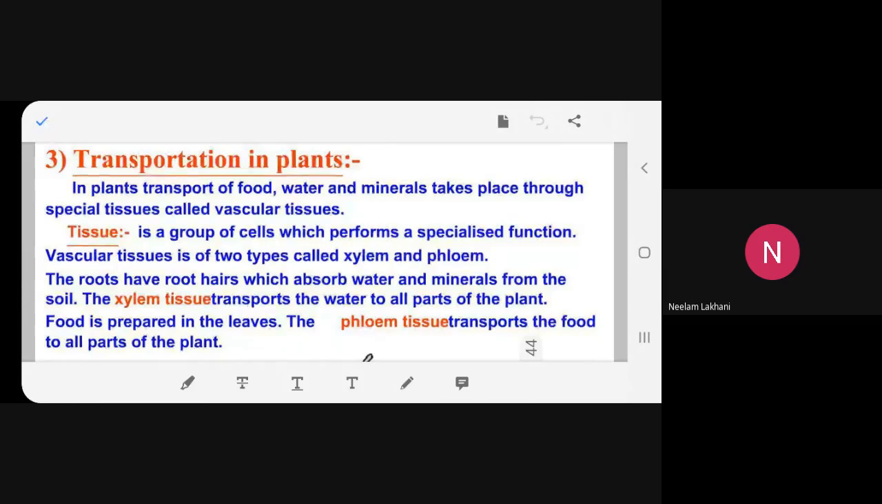Can you explain? See, this I have already taught you. Can anyone explain whatever Zainab just spoke? Can anyone explain?